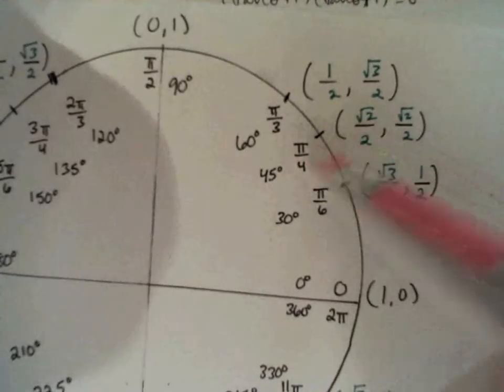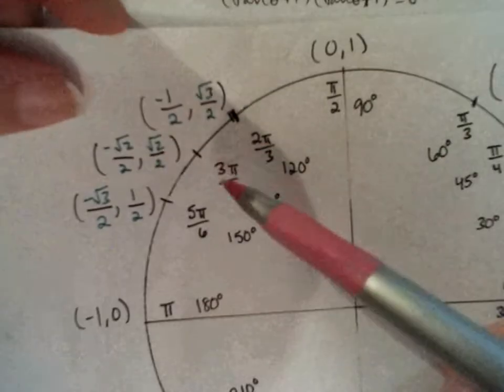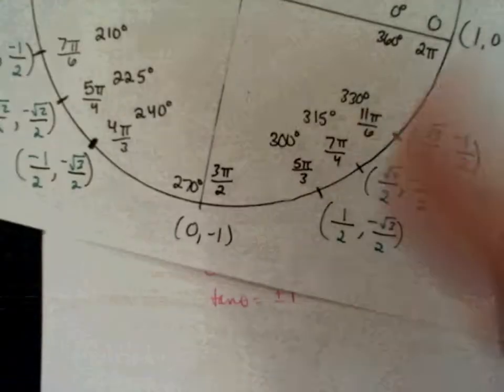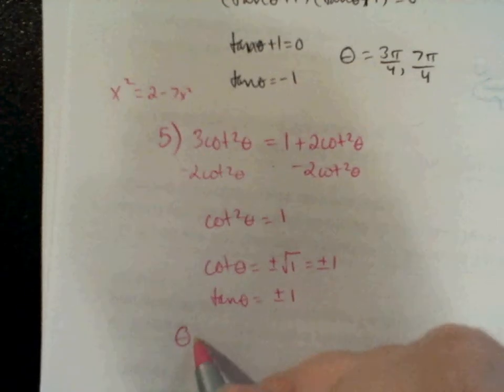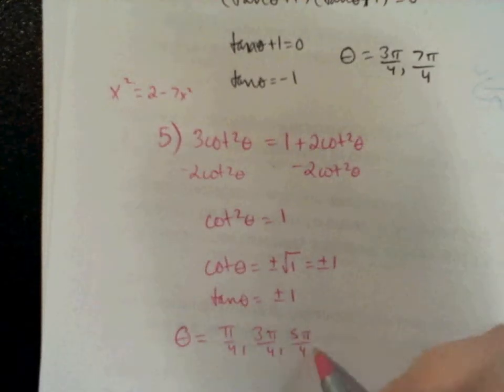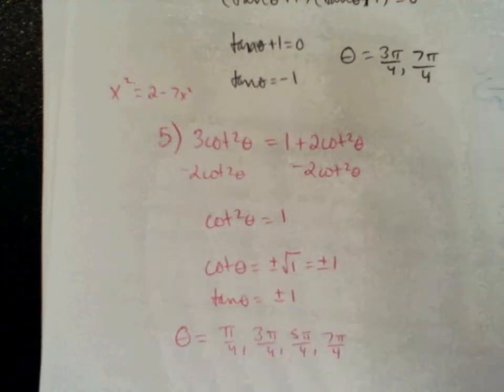Tangent is 1 at pi over 4. Tangent is negative 1 at 3 pi over 4. Tangent is 1 at 5 pi over 4. And tangent is negative 1 at 7 pi over 4. So it is at all of the quarter pies: 1/4, 3/4, 5/4, and 7/4 pi. And there we go.